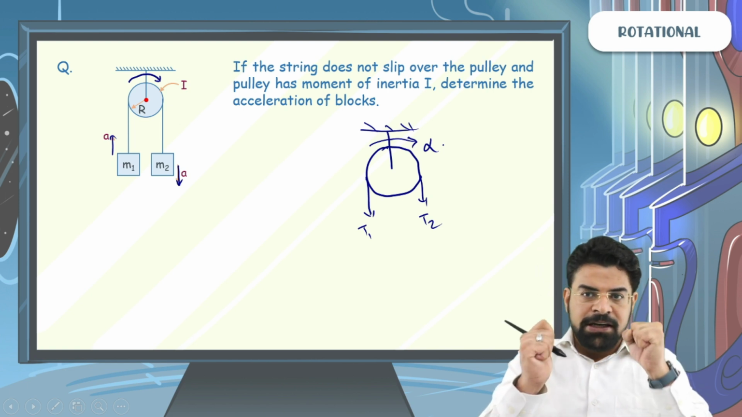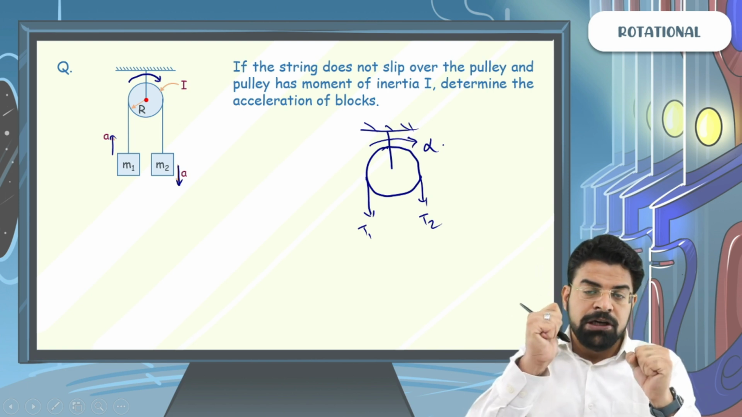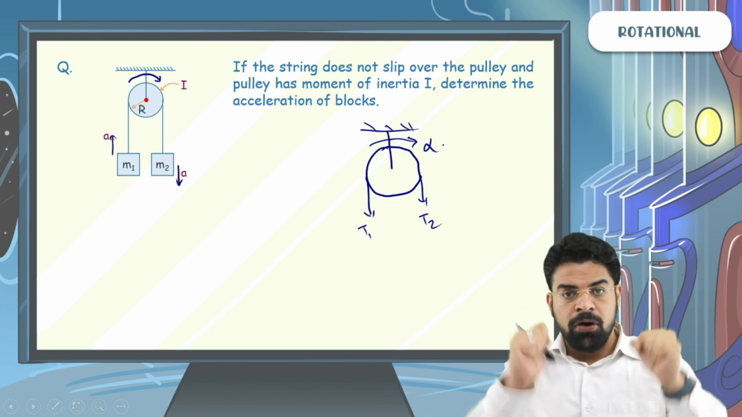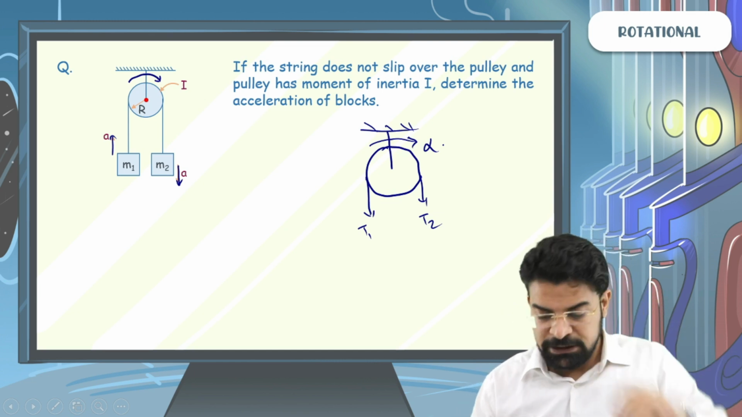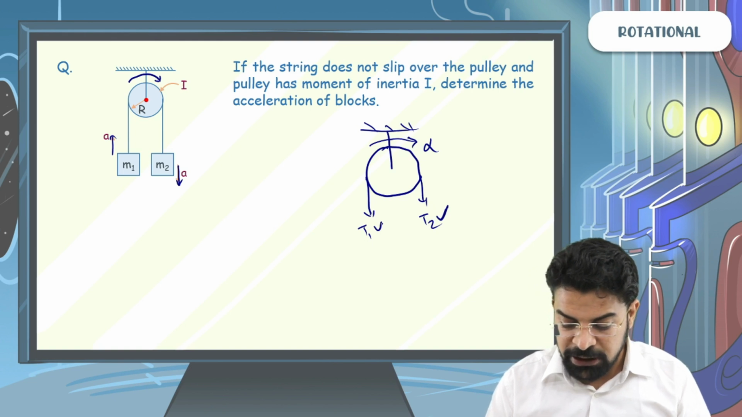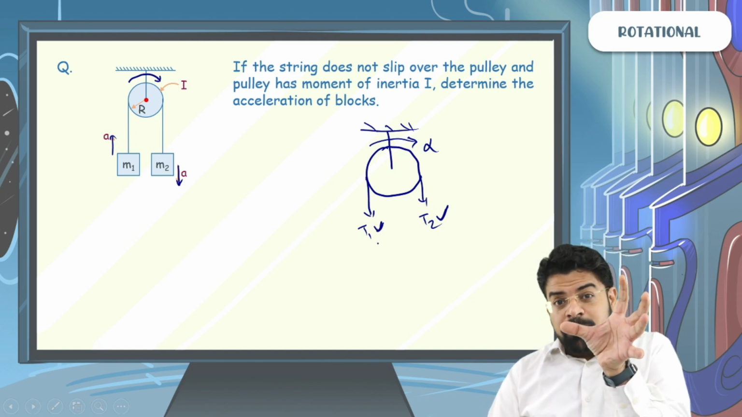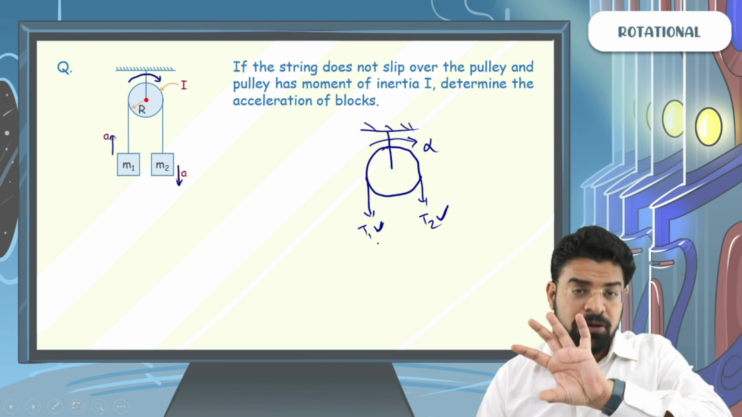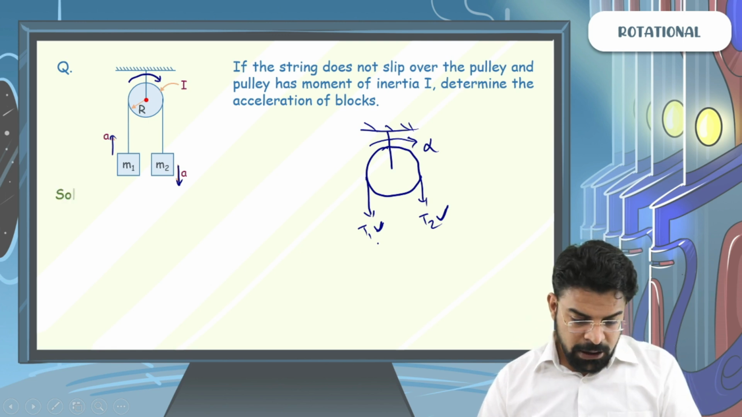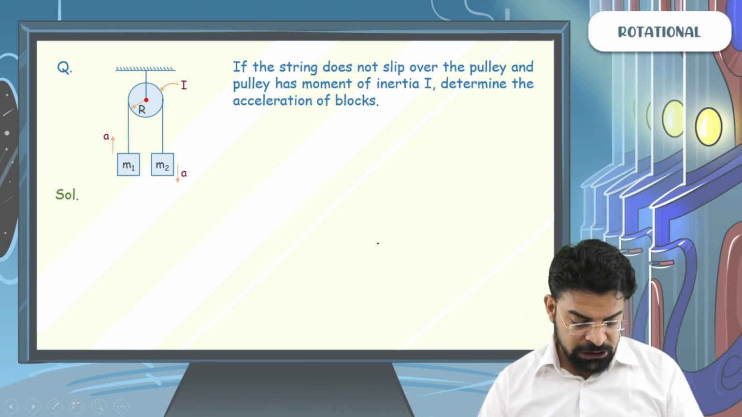So you will say, sir, T1 is trying to turn the pulley anti-clockwise, while T2 is trying to turn the pulley clockwise. If the pulley turns clockwise, then T2 has to be greater than T1, because it will be providing a net torque to turn it clockwise, right? Now, let's see the solution.